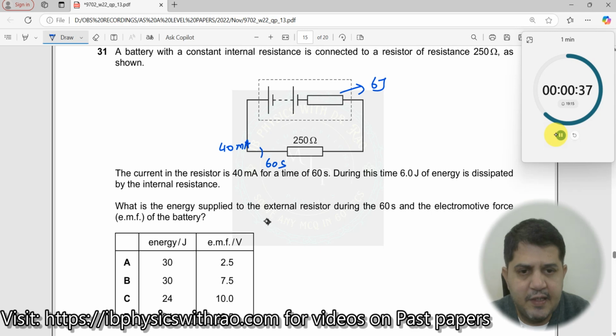What is the energy supplied to the external resistor during the 60 seconds? What is the energy dissipated here? Okay, let us find out. He is also asking you the EMF of the battery. So the first one is quite easy.